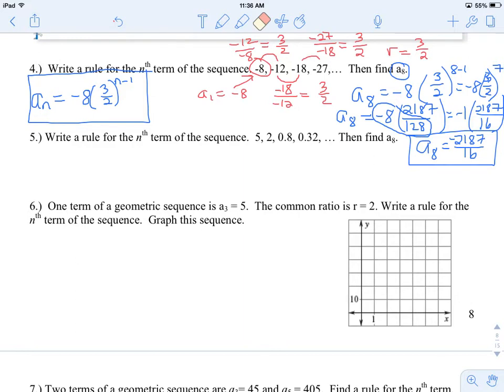Number 5 says to write the rule for the nth term of the sequence 5, 2, 0.8, 0.32, and so on. So to find your common ratio, divide these two. R will equal 2 divided by 5, or 0.4 as a decimal. And we can see that here. If you take 0.8 times 0.4, you'll get 0.32. So then your rule, a sub n, is equal to that first term, 5, times the common ratio, 2/5 to the n minus 1 power.